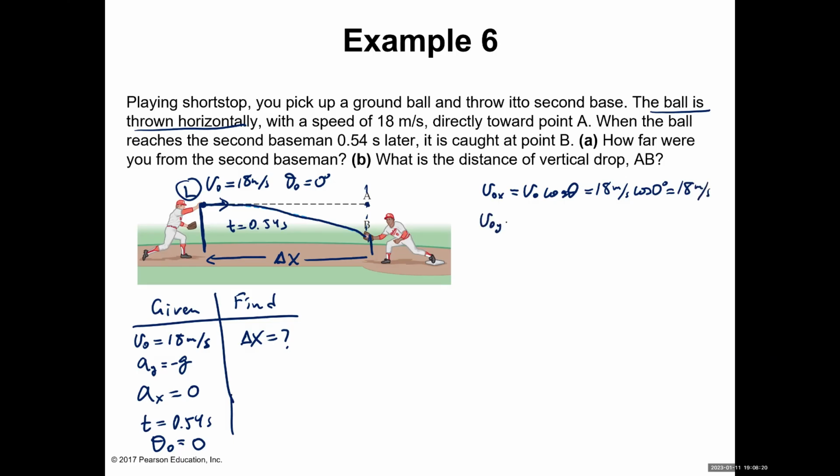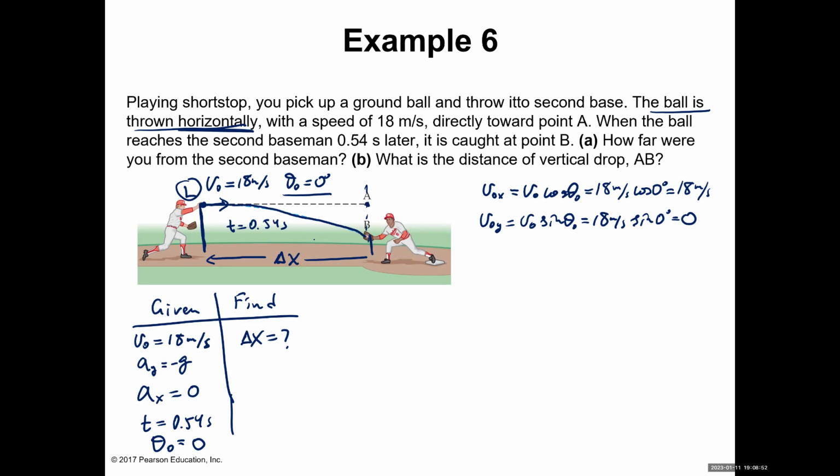Then you find initial velocity in the Y direction. This is initial velocity times sine of theta initial, which is 18 meters per second times sine of 0 degrees. And if you remember, sine of 0 is 0. So there is no initial vertical velocity if your object is thrown horizontally. That means in a projectile problem where launch angle is 0, there is no initial vertical velocity.